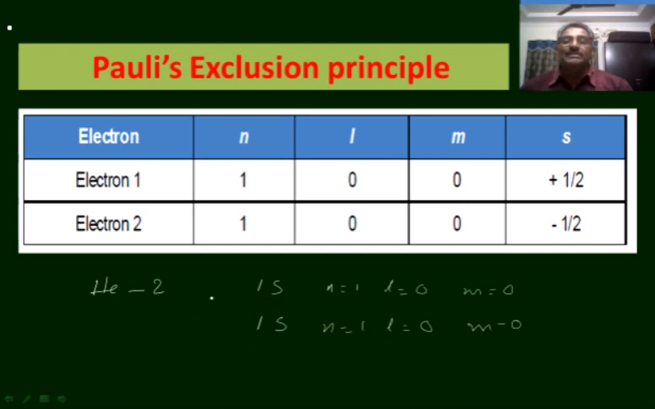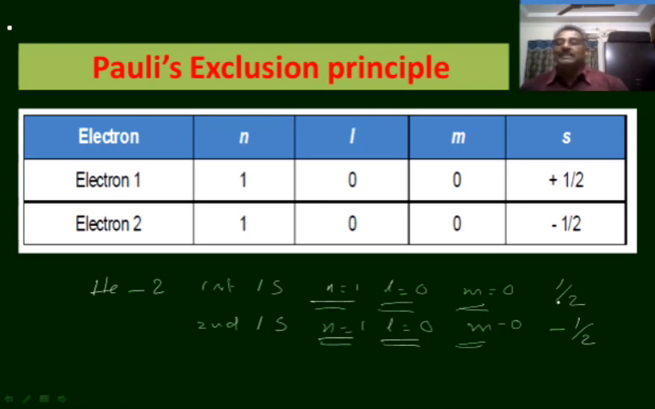That means for both the electrons, that is the first electron and the second electron, all the 3 quantum numbers n, L and m are the same for the 2 electrons in the helium atom, but they differ in the 4th quantum number, plus half and minus half. For the first electron, if the spin quantum number is plus half, the spin quantum number of the second electron will be minus half. Though 3 quantum numbers are the same for the 2 electrons in helium, their spin quantum numbers are different.